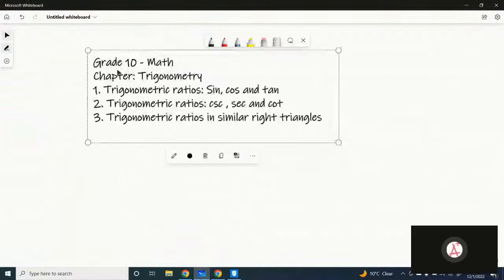Got it? So we are working on grade 10 maths. The chapter name is trigonometry. Here is the list of the lessons we have covered today. They are trigonometric ratios, sine, cos, and tan. Trigonometric ratios, cosecant, secant, and cot. Trigonometric ratios in similar right triangles.